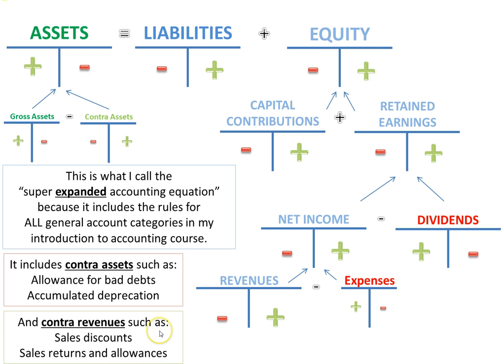and contra revenue accounts, such as sales discounts and sales returns and allowances. As more people return their goods, or as they get discounts for having paid for those goods early, the contra revenue accounts will increase. But as you can see, we take revenues minus expenses to get to net income. So as this debit is recorded to increase contra revenues, it will reduce net income, reduce retained earnings, and reduce equity.